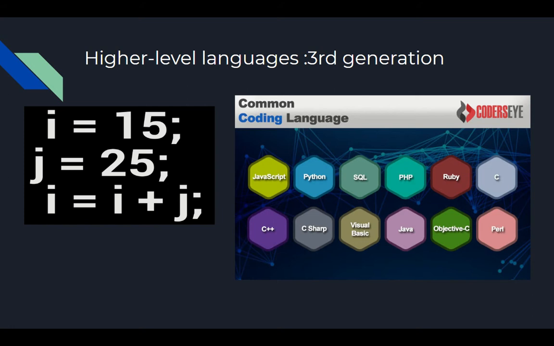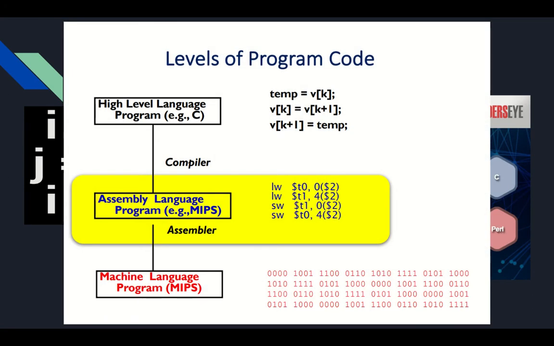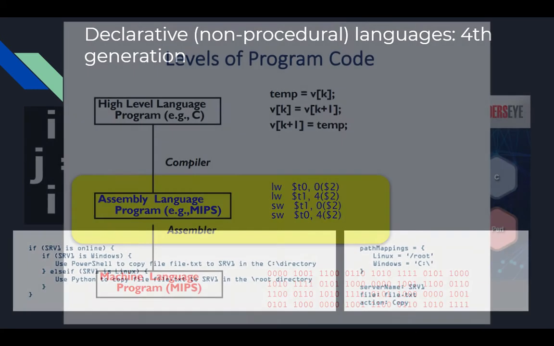However, higher level languages like JavaScript or C# are preferred due to their simple nature to interpret. Higher languages are then compiled into assembly language, then interpreted into machine language.